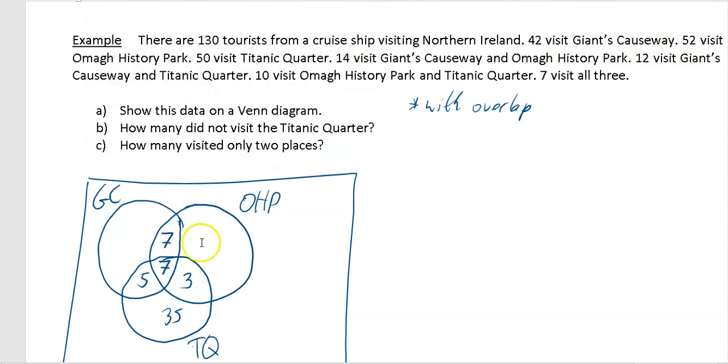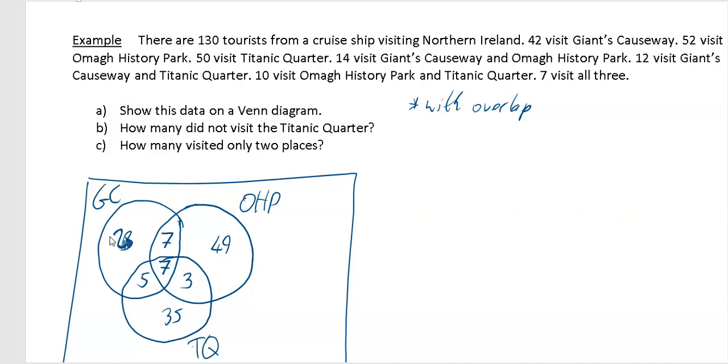Next one is 52 visit Omagh History Park. So this number here plus the 7, 7 and 3 must be 52. So on your calculator for this one, you're going to do 52 minus 7 minus 7 minus 3 and press equals. That's going to be 49. And almost there, we've got 42 visit the Giant's Causeway. So 42 is going to be this whole thing. So that's this missing number plus 7 plus 7 plus 5. So to get this number in here, it's going to be 42 minus 7 minus 7 minus 5, which is going to give you 23.